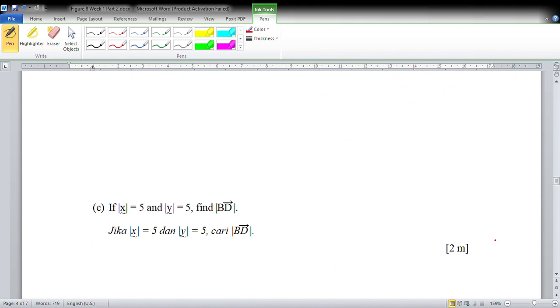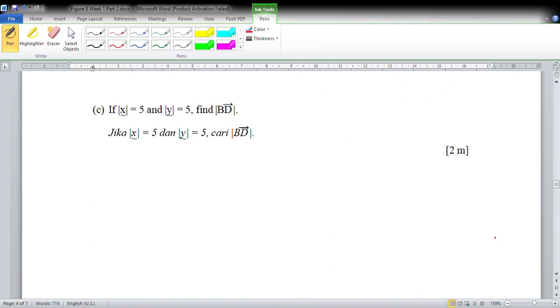Okay, part C. Again, you need BD. So we write up BD. BD is negative 18x plus 30y. Let me just sketch it up for you. Something like this, you have a triangle. This is your 18x and this is your 30y. This is the length that you want to find, it's BD.